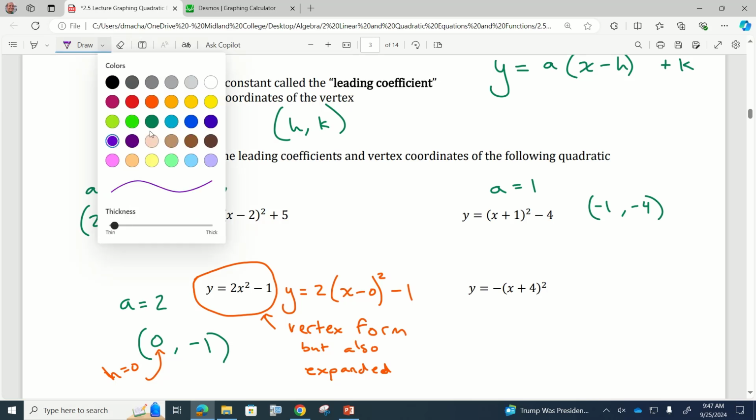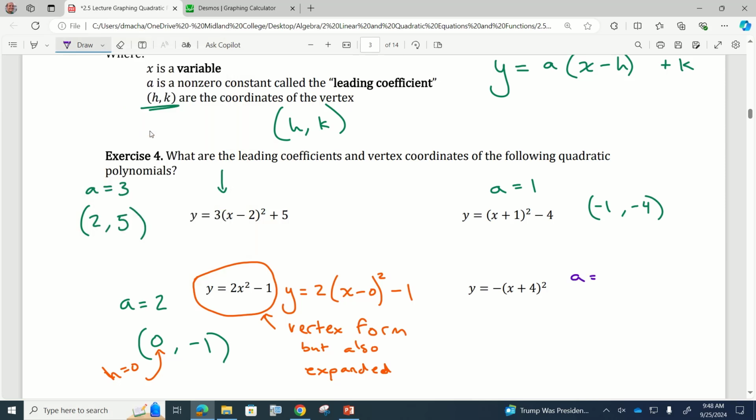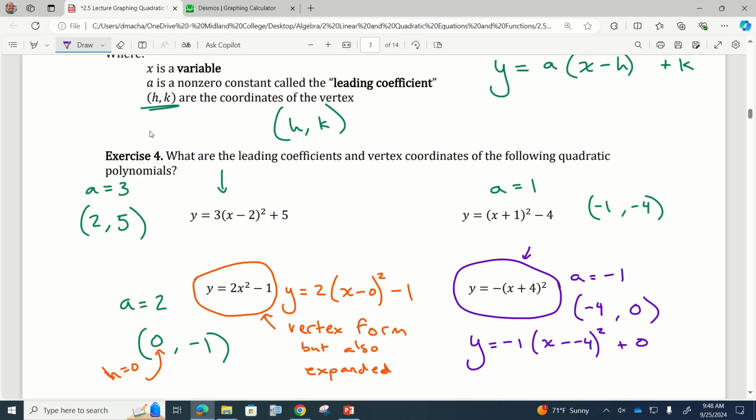Last one down here. What is the leading coefficient? Negative 1. What is the vertex? Negative 4, 0. Again, because if I was writing this in vertex form, I write negative 1 times x minus negative 4 squared plus 0. But two negatives make a positive, and I don't have to write plus 0 on the end. And so again, you might say, yeah, this is in vertex form, but it's also in factored form at the same time, right?